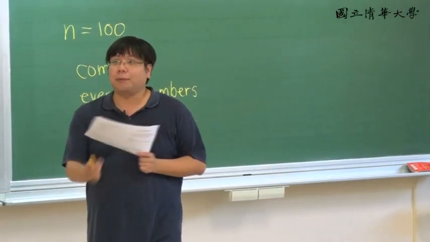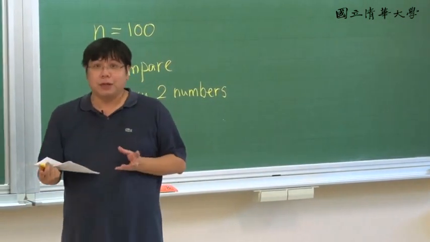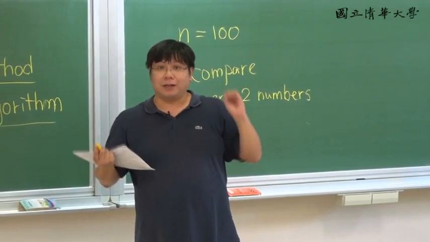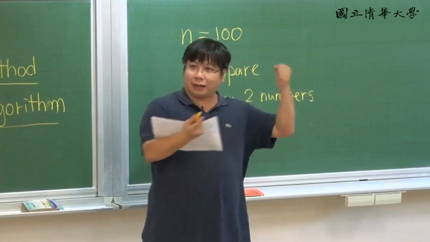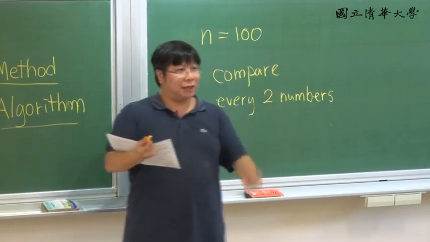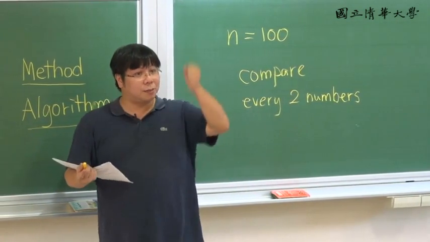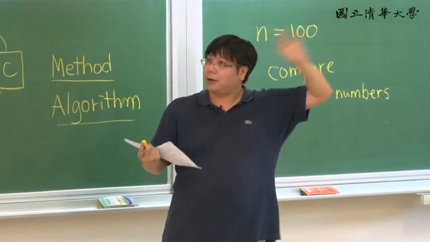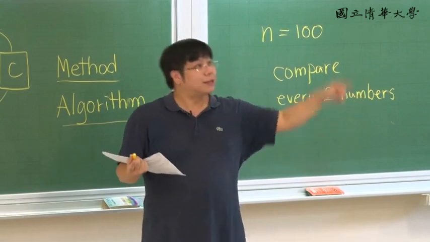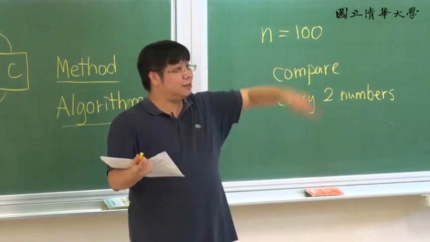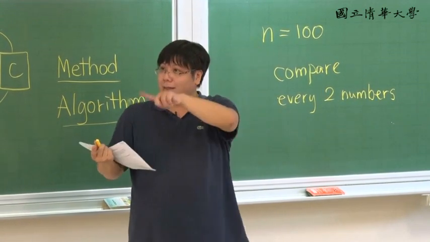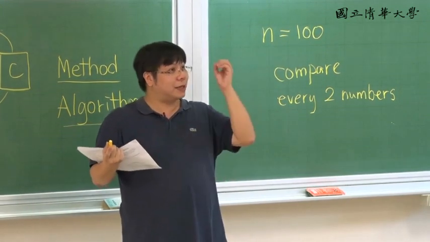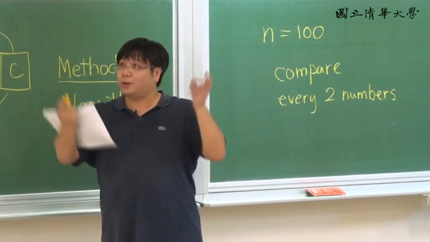But after we compare every two numbers, then what can we do? We can find out which number is the smallest one. If a number is being compared and it is the smallest one each time, then it is the smallest one. In that case, I can find out the smallest number, and then the remaining 99 numbers are still compared pairwise. So we can repeat the argument to show that I can still find the next smallest number, and so on and so forth.